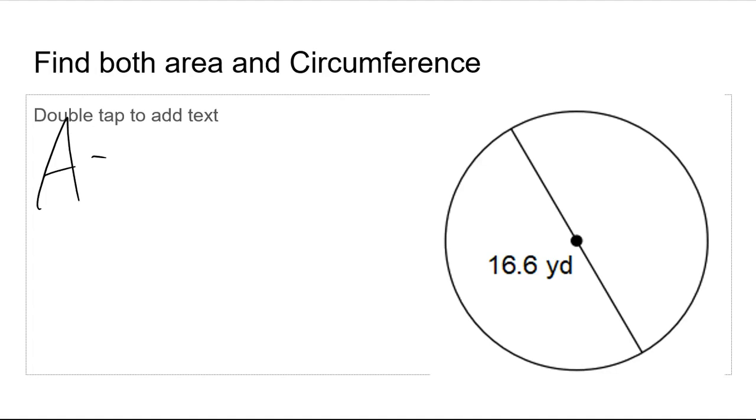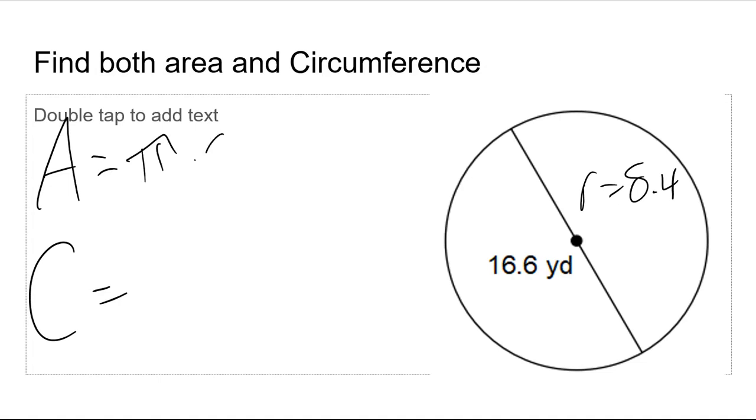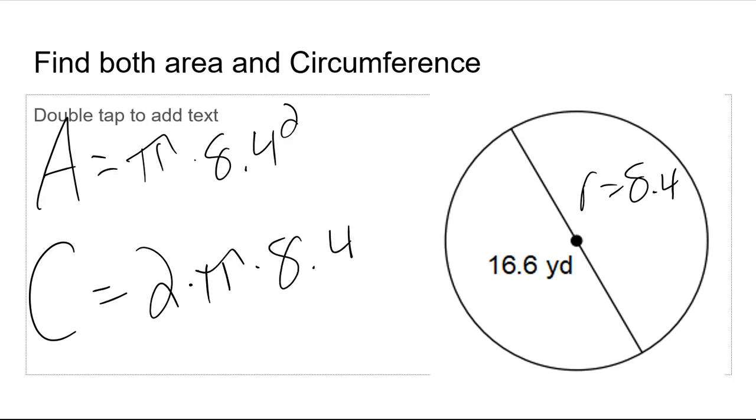Alright, once again, we're finding area and circumference. First, you got to know that the radius is 8.4. So that means area equals pi times 8.4 squared. This one is 2 times pi times 8.4. So let's check out with the calculator.